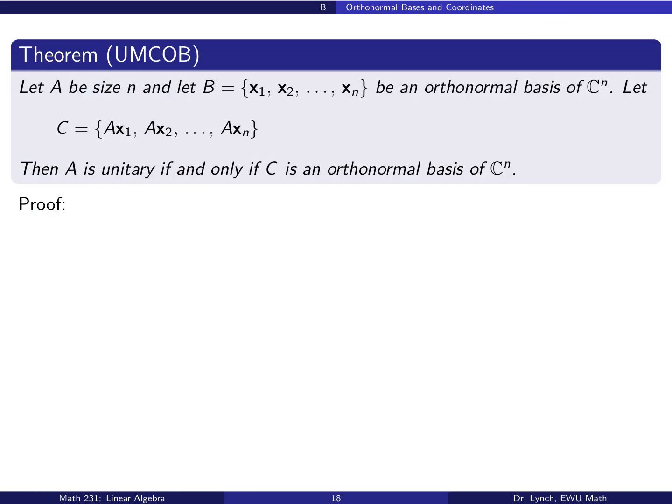Okay, the last thing I want to mention is just the theorem that when B is an orthonormal basis and C is a new set that you get from multiplying the matrix A by all the vectors in the basis B, it turns out A is unitary if and only if C is orthonormal. So this isn't something I'm going to go into, but you can cook up a new orthonormal basis by multiplying an old orthonormal basis by a unitary matrix. Okay, that ends up being an important result.